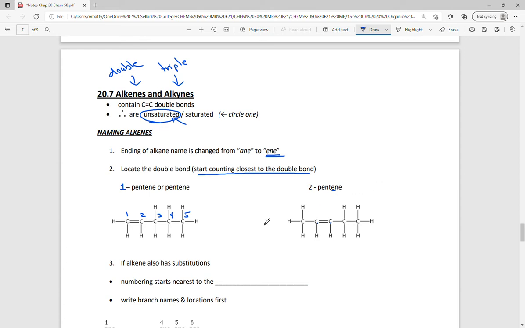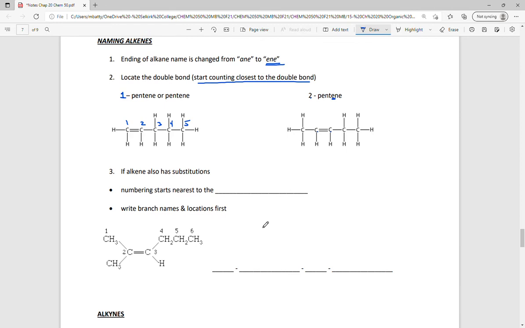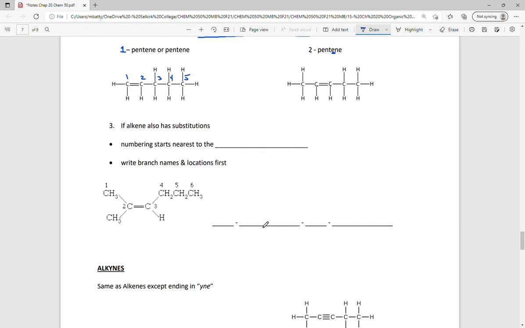If an alkene also has a side chain or a substituent group or an alkyl group, the numbering starts closest to the double bond. So this double bond is taking priority over the side chain. So we want to write the branch names and locations first and then end with the double bond. So this is our first example here.